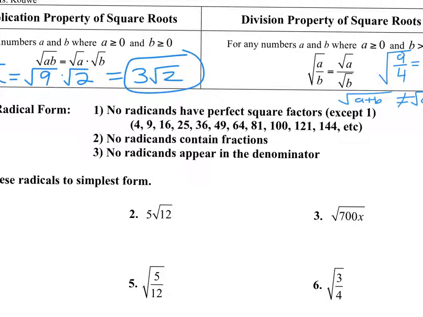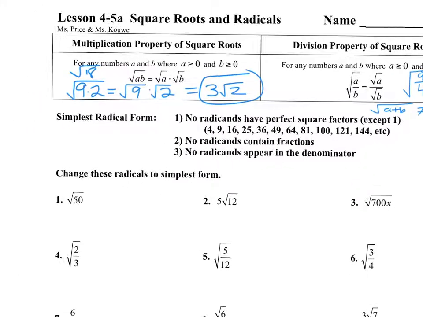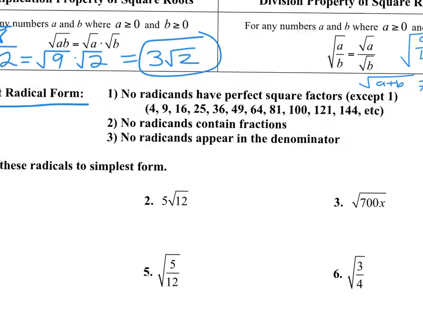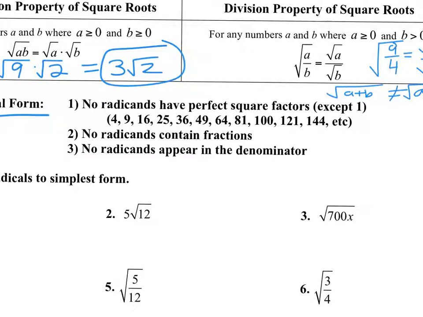All right, so here we go. Here's what we do for simplest radical form. That's what we're trying to do here. We don't want decimals. We want to write these all in their reduced form. So no radicands can have perfect squares. What are perfect squares? Well, I listed some for you. Here they are. These are all perfect squares.